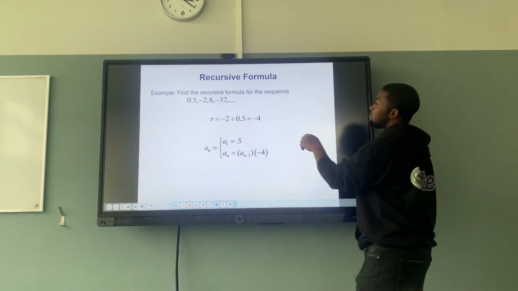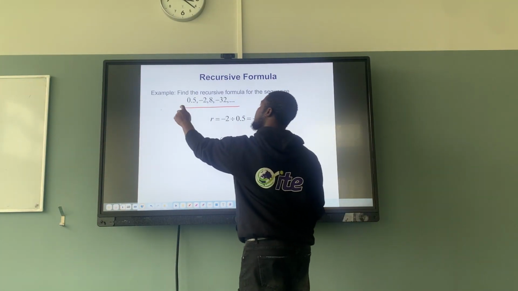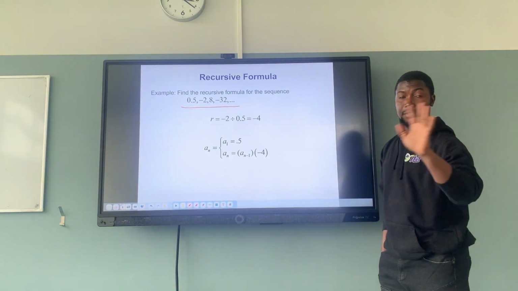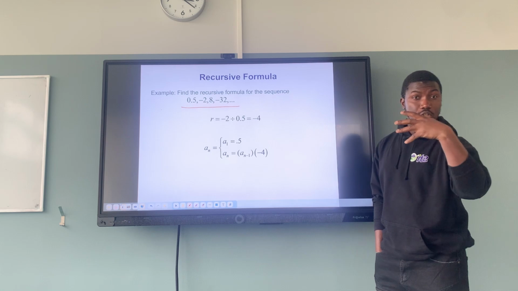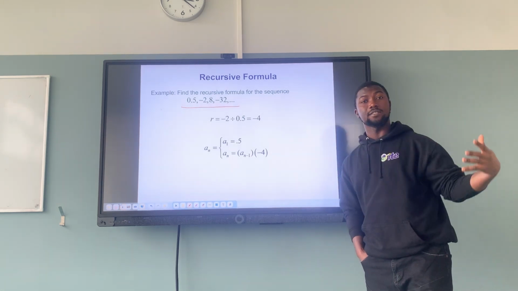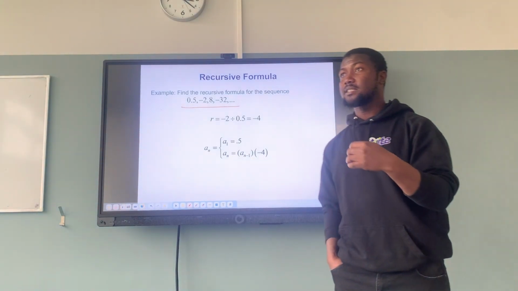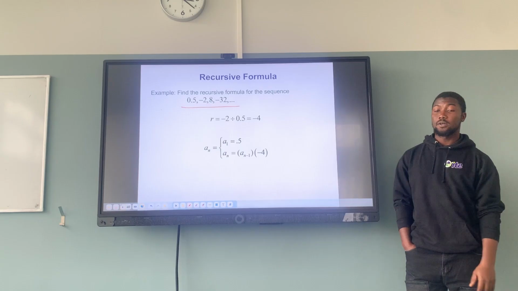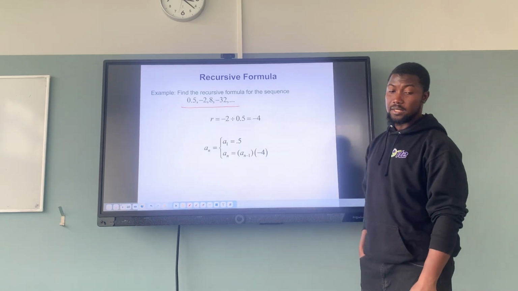So this is the geometric sequence. Sequence, not series. Sometimes I confuse this word. Series is a sum of a sequence, the addition of a sequence. So if I say series, I don't mean that. We are not looking at series right now. We are only concentrating on sequences.